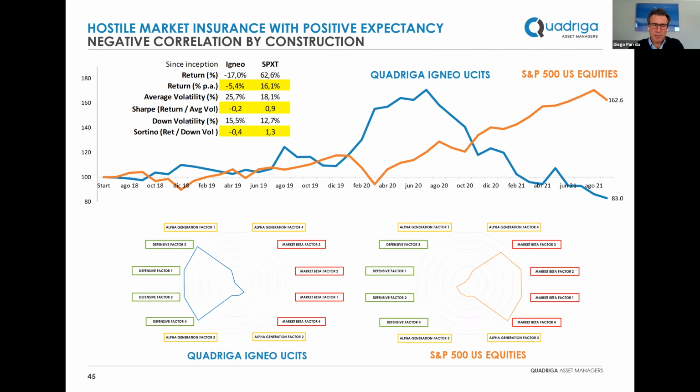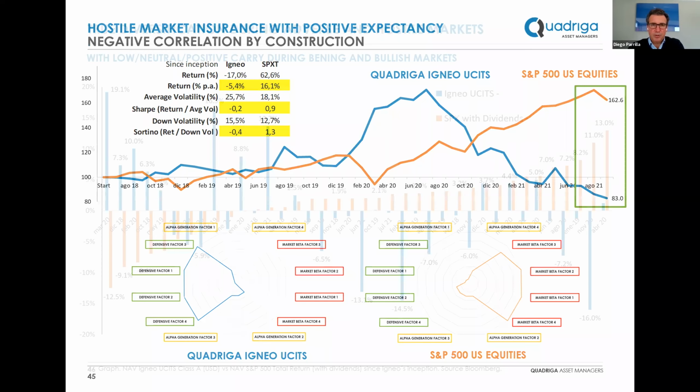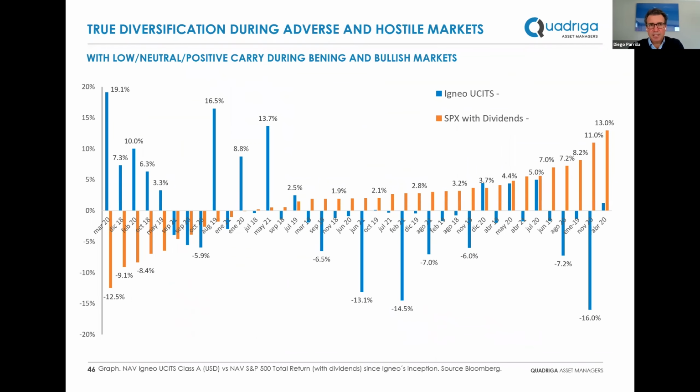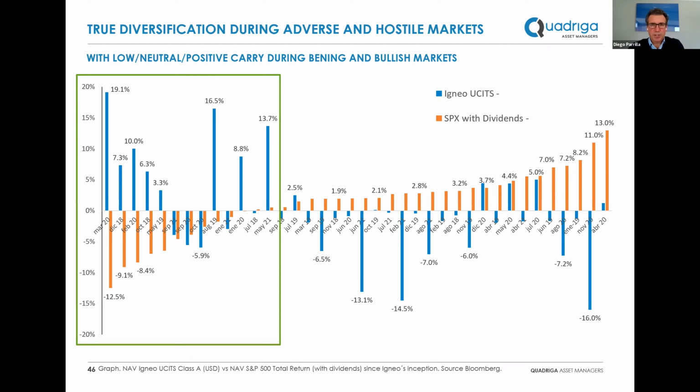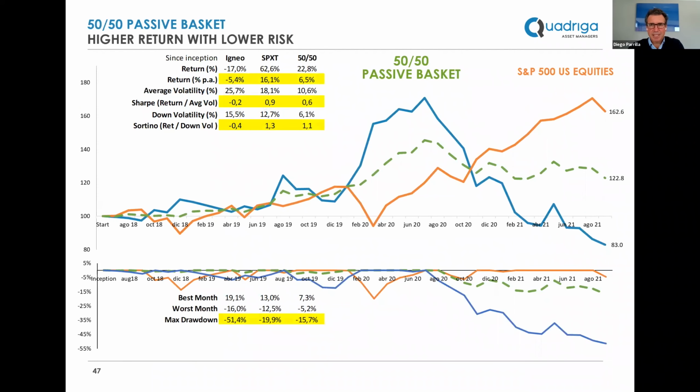This example is very simple. It's a 50-50 portfolio of S&P and Igneo, and we see very clearly the negative correlation and how ultimately the team is done well. If you think about the contribution of the goalkeeper Igneo in this case, we see how, pretty much by construction, the strong performance has come during adverse markets when the team needed it most. As a result, you end up with a 50-50 basket that, if you just leave it passive, would be the weighted average of the two.